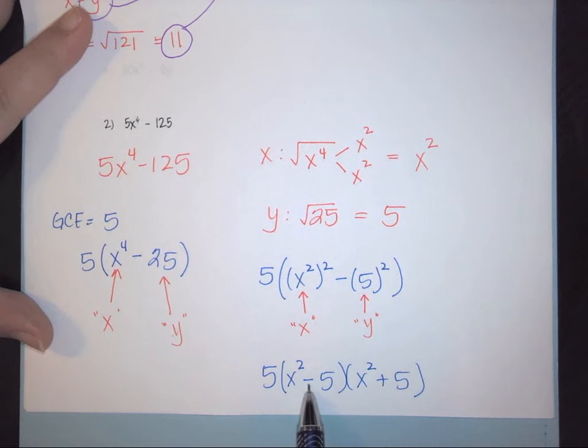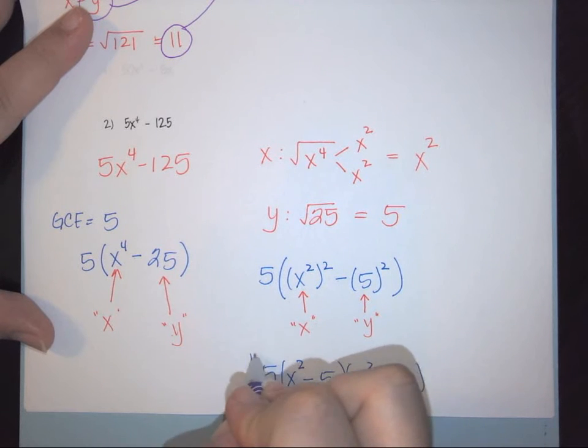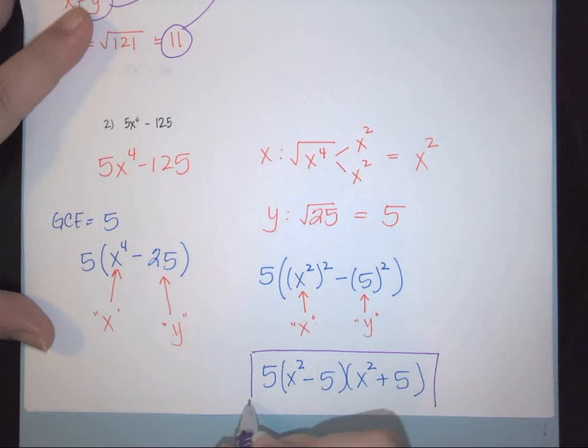Now, notice I have another square term because x squared is a perfect square. I have a subtraction, but notice 5 is not perfect. Since 5 is not a perfect square, there is nothing more to do, and thus these are my factors.